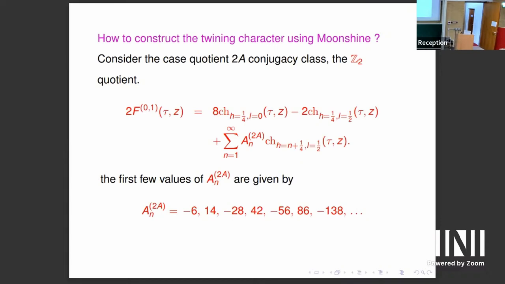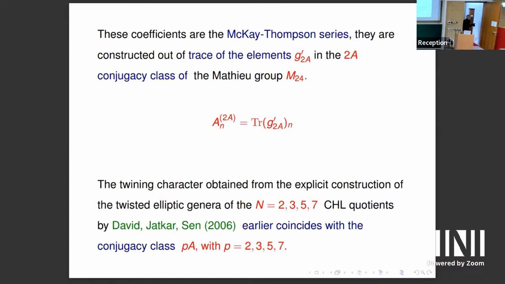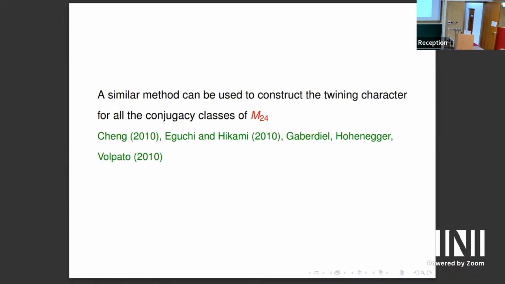In fact, I think they cross-checked that our 2, 3, 5, 7 quotients which we constructed earlier coincide with these; they identified the conjugacy classes they belong to. A similar method can be used; here I will just describe 2A, but the construction is very general. If you take other elements in another conjugacy class, you'll get different numbers, and you can construct the twining character for that. So for every one of these 26, you can construct these twining characters. That's just F01. And this was constructed in these papers just soon after the moonshine discovery.